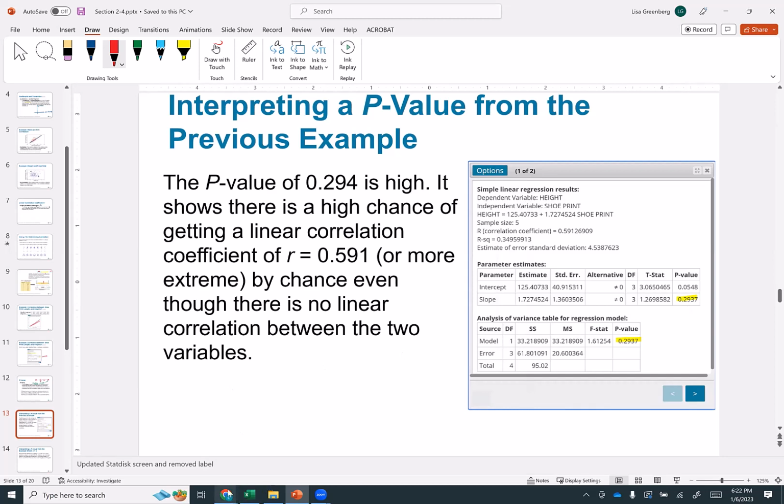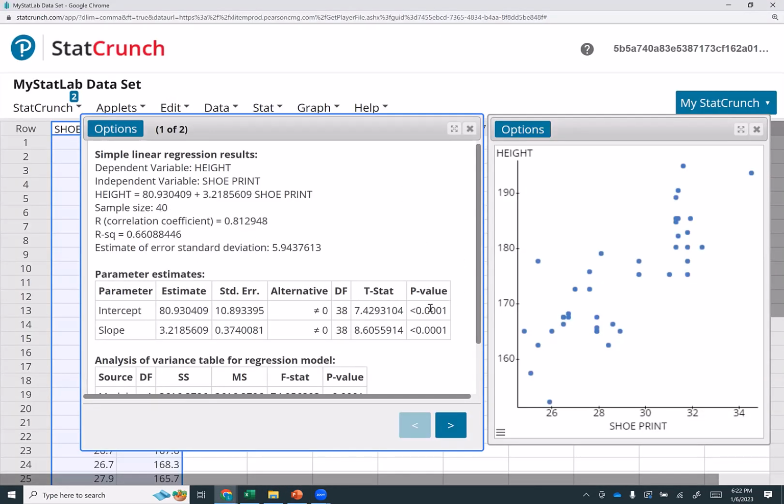But if we go to the one where we had 40 points and look at my p-value, it's way less than 0.05. Which means that it's very unlikely that this happened by chance. And look at my correlation coefficient. It got bigger, didn't it? It got bigger, meaning it seemed to become more linear. And my p-value is very small, which means there's a very low chance that it happened by accident.